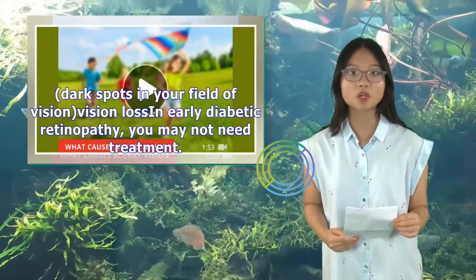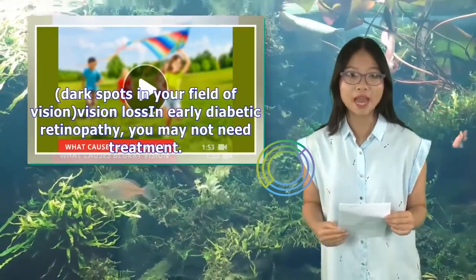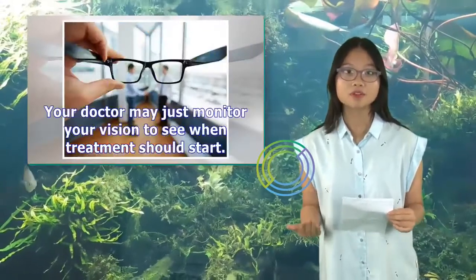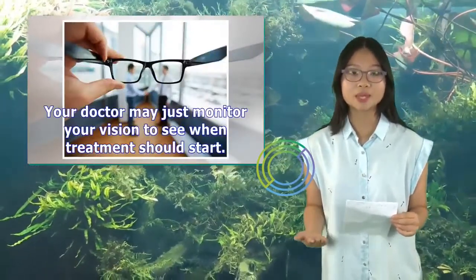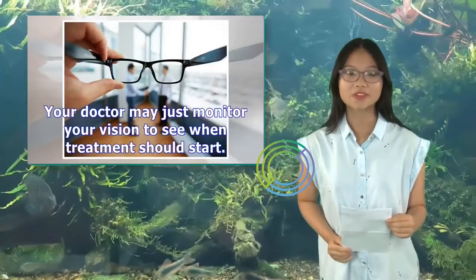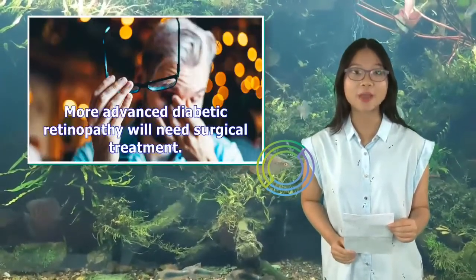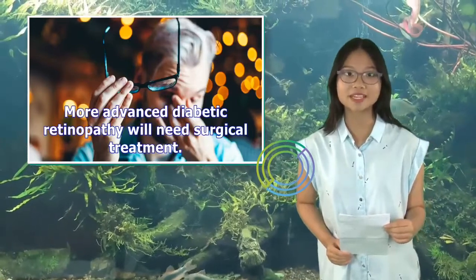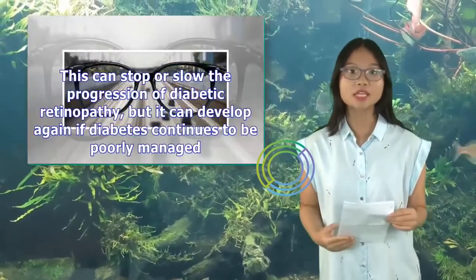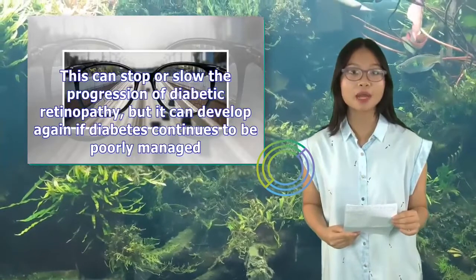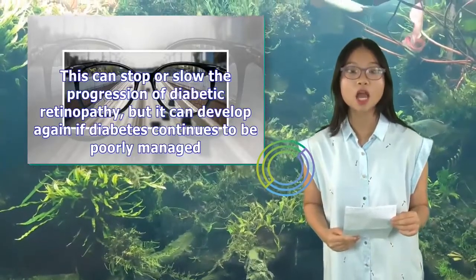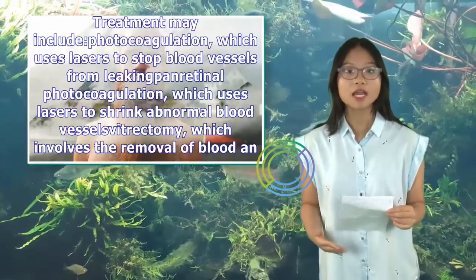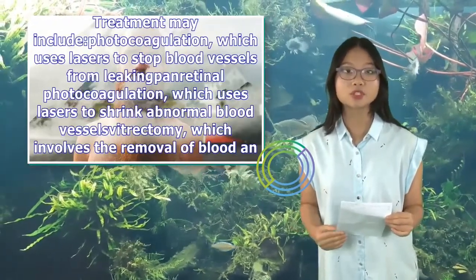Vision loss. In early diabetic retinopathy, you may not need treatment. Your doctor may just monitor your vision to see when treatment should start. More advanced diabetic retinopathy will need surgical treatment. This can stop or slow the progression of diabetic retinopathy, but it can develop again if diabetes continues to be poorly managed. Treatment may include photocoagulation, which uses lasers to stop blood vessels from leaking.